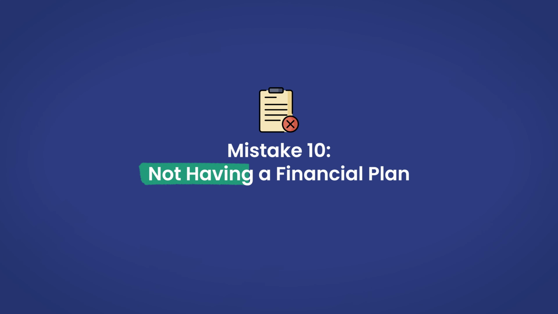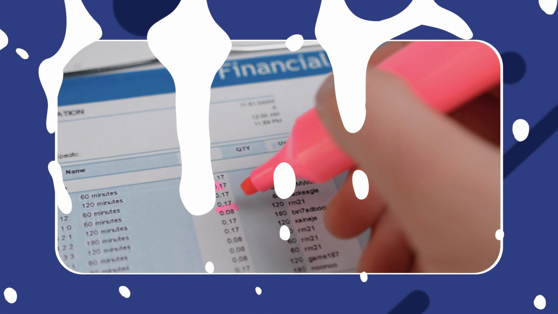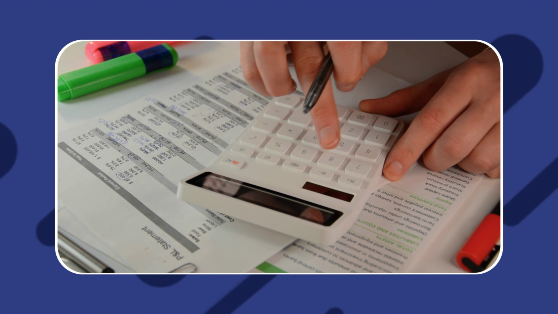And last but not least, mistake number 10, not having a financial plan. Property management involves many financial responsibilities, from collecting rent to paying for maintenance and repairs. Make sure you have a solid financial plan in place and stay on top of your finances. The worst thing you can do as a property manager is get in over your head financially, leading to a laundry list of problems. And that is it for our top 10 mistakes new property managers make.